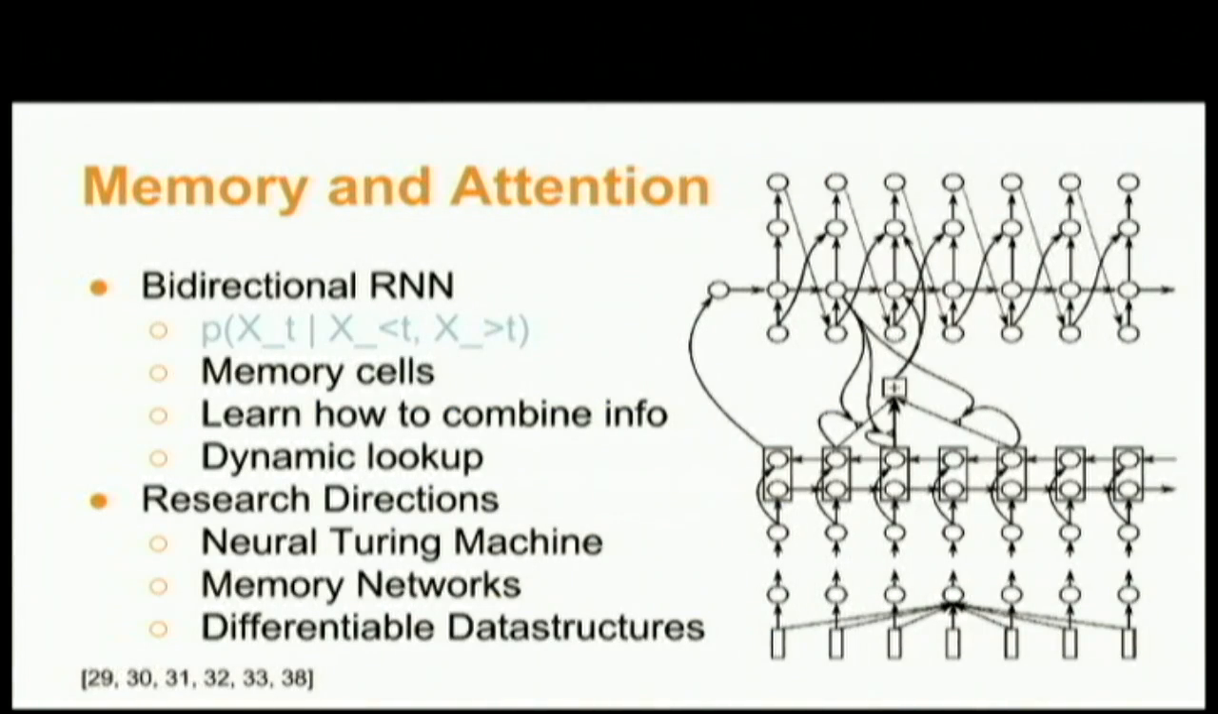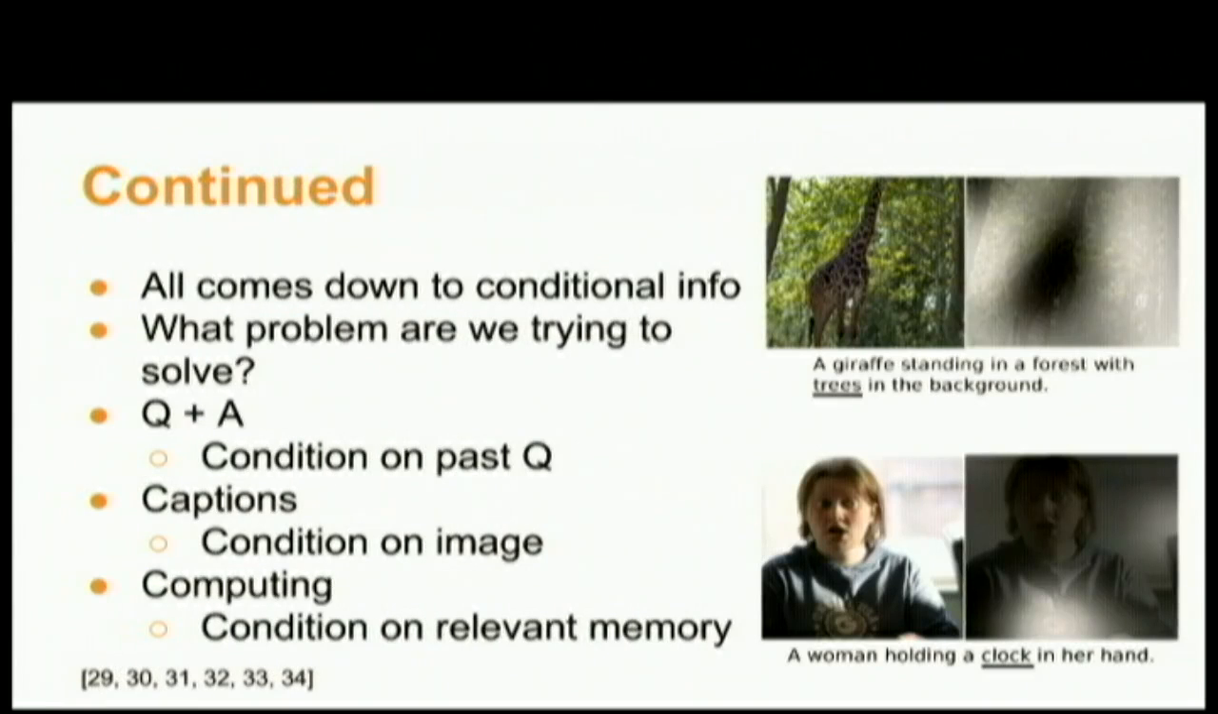Bidirectional recurrent neural networks. This is used for speech recognition. And long story short, attention and memory are basically the same thing. It's different ways of differentiating what you're looking at and where it's stored. And there's a bunch of research going on in this direction, including differentiable data structures like stacks and queues and so forth. Here on the right, we see correct and incorrect attention.